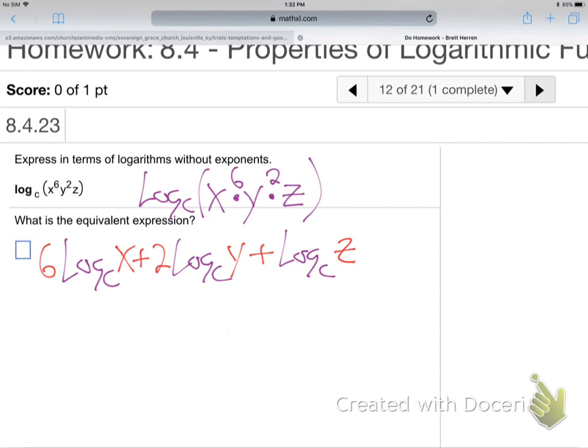Everybody see that? See how there are 3 added logs? Like that. 3 added logs. Powers come to the front. And it's added because these guys are times. Times becomes adding. Divide becomes subtract. Questions? Easiest thing you've ever done in your life? No. No? Weirdest thing?